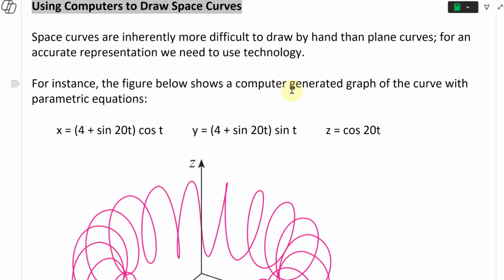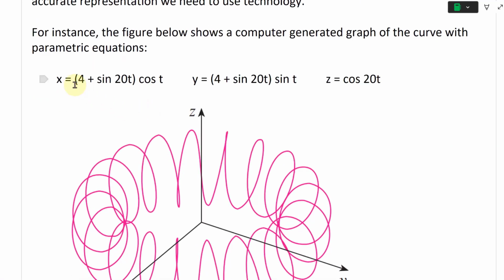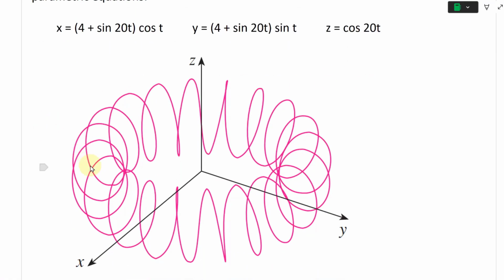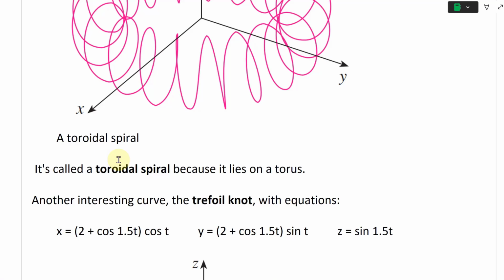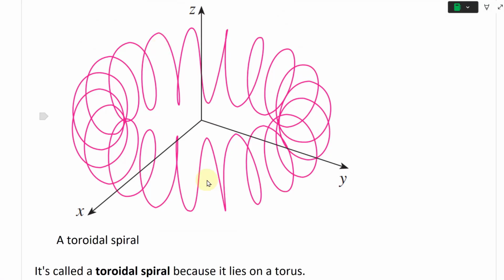For instance, the figure below shows a computer-generated graph of the curve with parametric equations x equals 4 plus sine 20t, all of that times cosine t, and y equals 4 plus sine 20t, all of that times sine t, and z equals cosine 20t. So you're going to get a vortex right here, a toroidal spiral vortex. That's an amazing shape. It's called a toroidal spiral because it lies on a torus, so it's on a torus and it spirals.